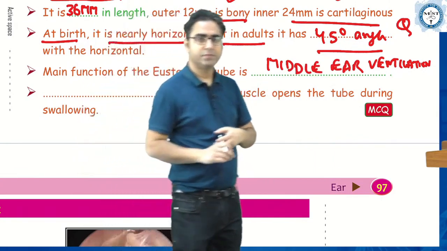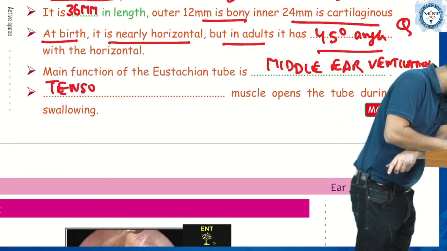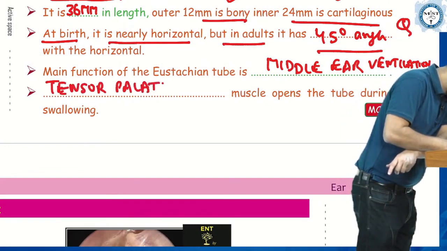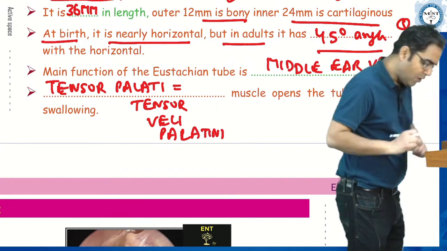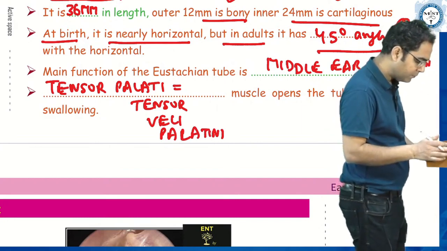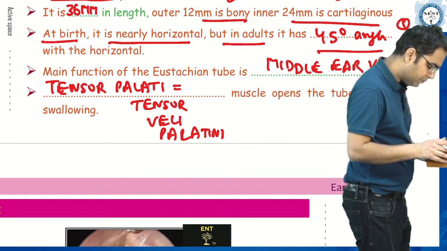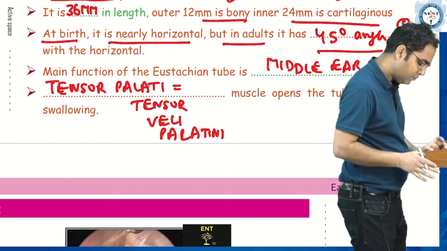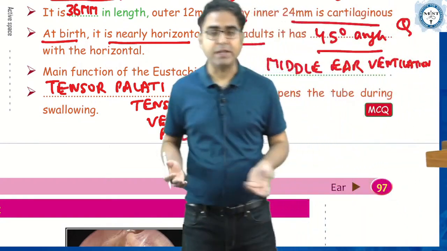Okay, fine. Now, which muscle opens the tube, beta? MCQ. Tensor palati, also called tensor veli palatini muscle.